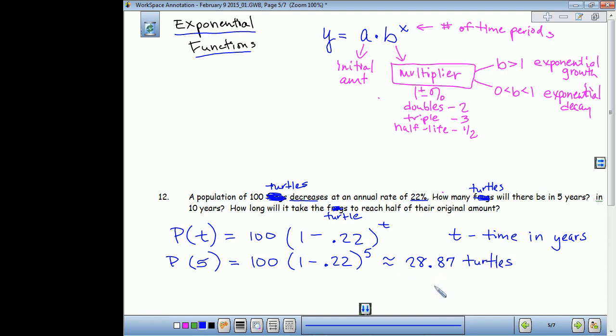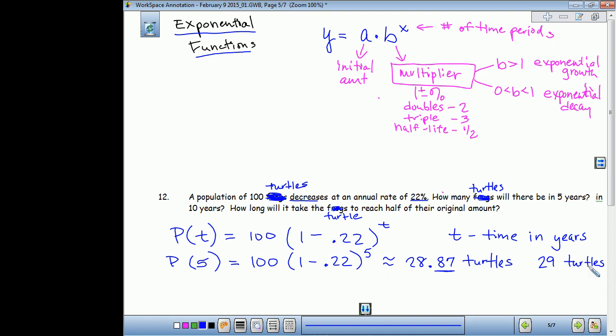Now, if it was something measurable, like weight or speed, then we could leave our answer like this, but this is not measurable. We also can't have 0.87 of a turtle. This is our problem. So, what we're going to have is 29 turtles.